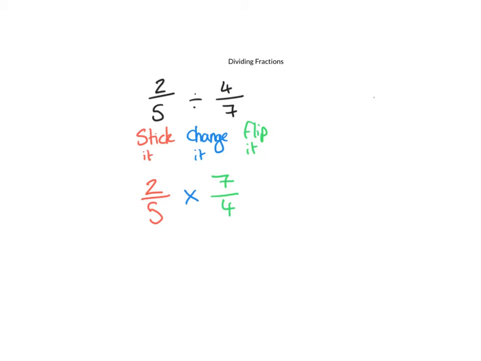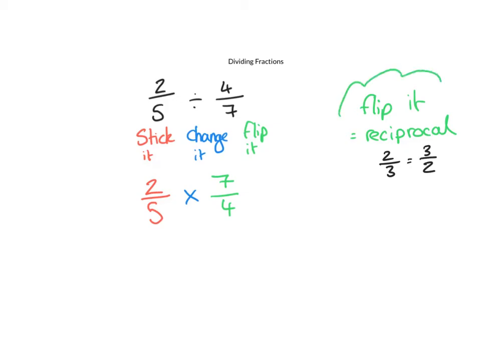Now just a quick note. Flip it is also the same as finding the reciprocal. So a question might say, what is the reciprocal of 2 over 3? And that would be 3 over 2. But that's just a side note for you to jot down. Let's continue with the question, because this here isn't completed yet. Almost. So 2 over 5 times 7 over 4.